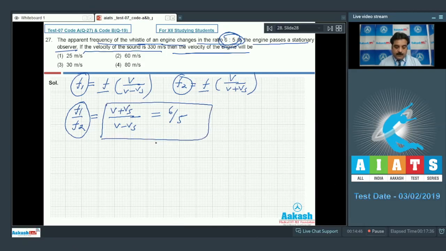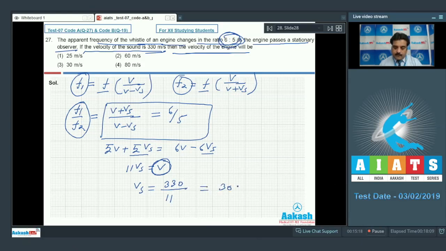When I calculate, I take the cross multiplication and get 5V plus 5Vs equal to 6V minus 6Vs, where Vs means velocity of the source. First I arrange Vs with Vs: 6 plus 5 means 11Vs equals V, so Vs is equal to V upon 11. The value of V is 330 as per the question, so 330 divided by 11. When you calculate, you will get 30 meter per second. So this is the velocity of the engine, and I can say option number 3 will be the right choice.